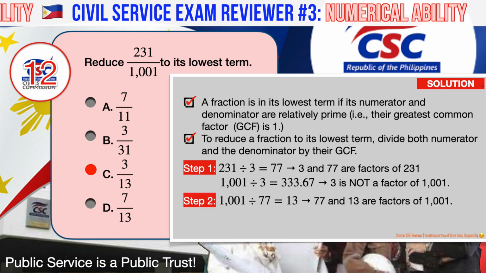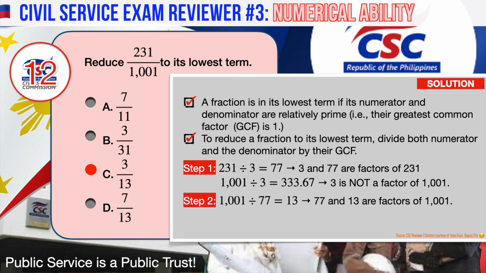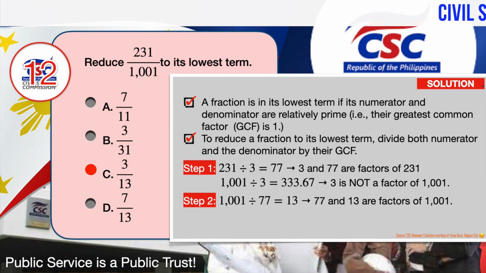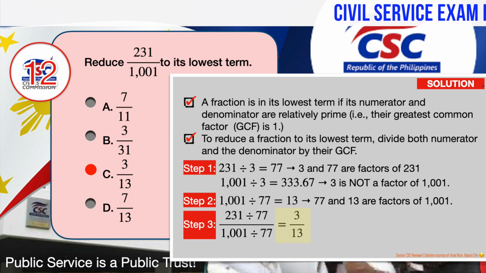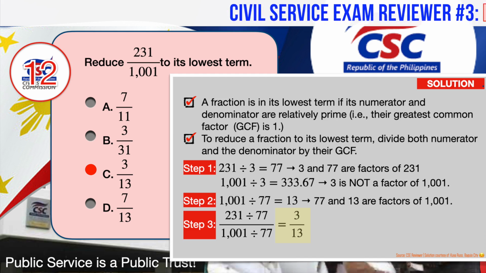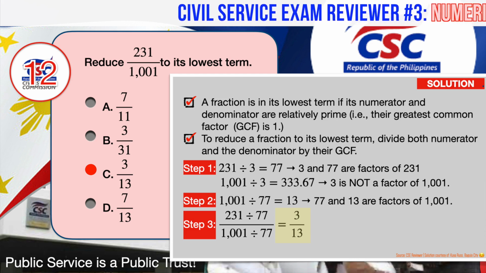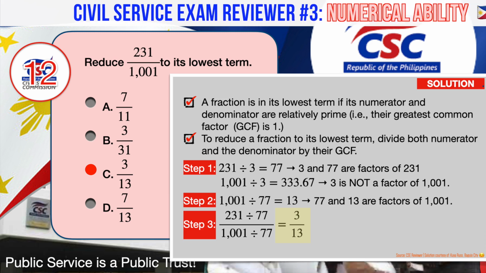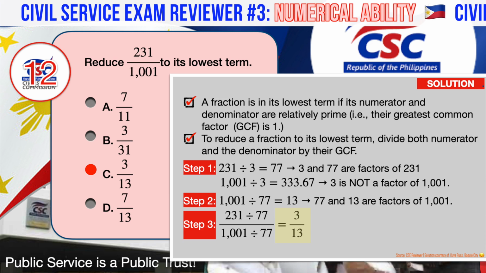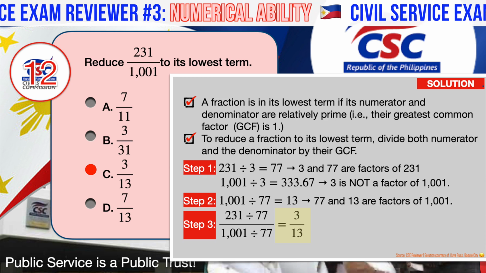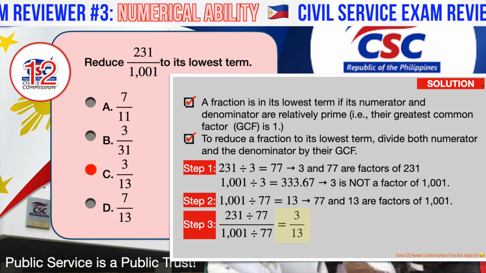1001 divided by 77 equals 13. Yes. 77 and 13 are both factors of 1001. Therefore, 77 is possibly the GCF of 231 and 1001. Let's now divide both 231 and 1001 by 77 and see if the result is a fraction in its lowest term. 231 divided by 77 over 1001 divided by 77 is equal to 3 over 13. Both 3 and 13 are prime numbers, so yes, 77 is indeed the GCF of 231 and 1001, and 3 over 13 is indeed the lowest term of 231 over 1001.